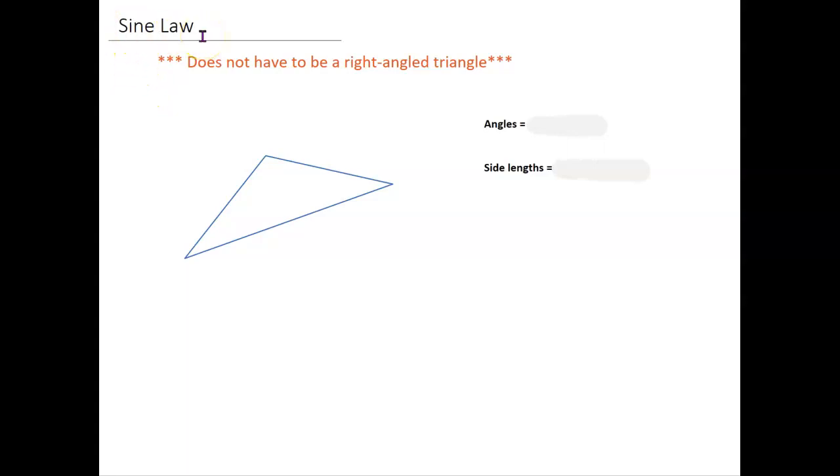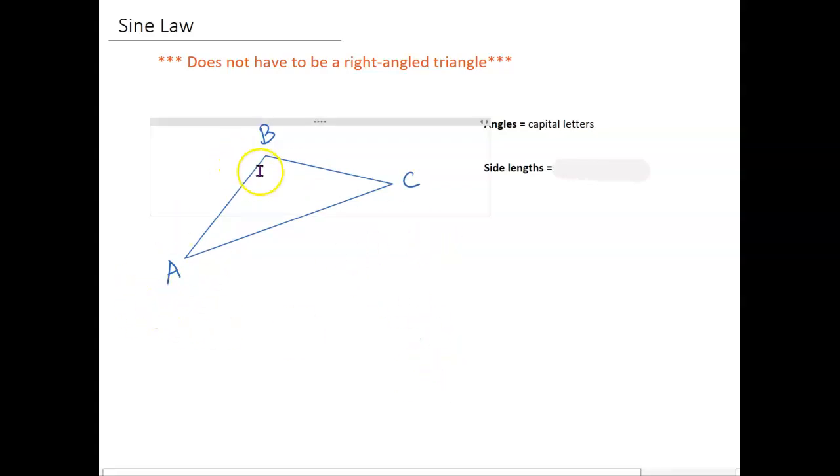Before we start to dive into sine law, we're first going to have to remember how we write triangles and label them. So when we label triangles, we label angles using capital letters. So for example, this could be angle A, angle B, and angle C. They're always written in capital letters at the vertices. Side lengths are written in lowercase letters, and they are always written across from where the angle is.